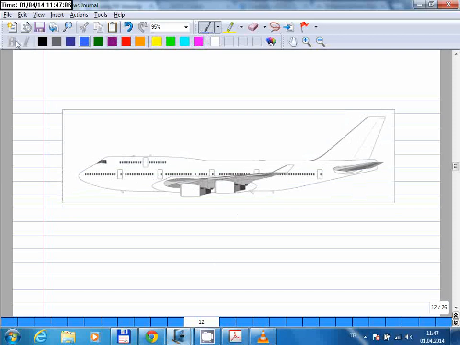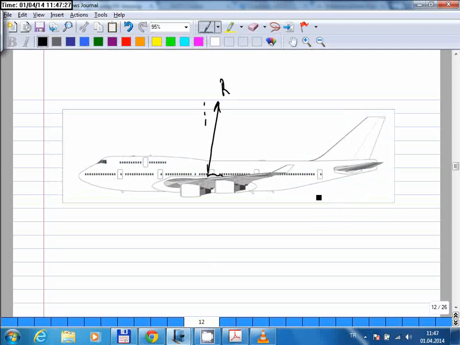Let me draw our forces here. It has lift and drag forces, so let me just put them here. Let this be the total aerodynamic force, R. It will have lift and drag components. And it has a weight, obviously.